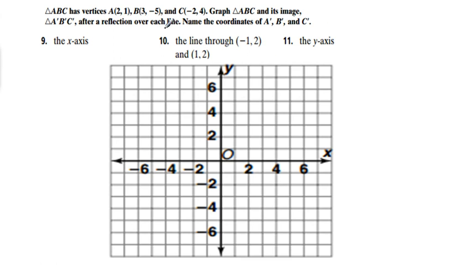Alright, 9, 10, 11. Some people are confused by this. So let's see what it was asking us to do. Oh, Jason Witt. Okay. So we need to plot our 3 points, A, B, C. So A is at 2, 1. That's A. B is at 3, -5, and C is at -2, +4.